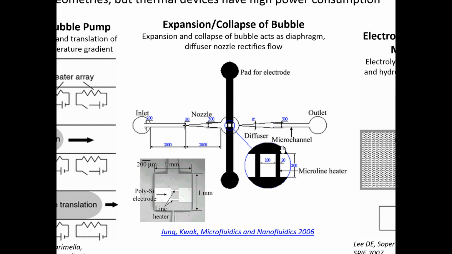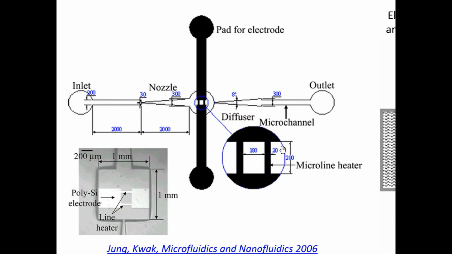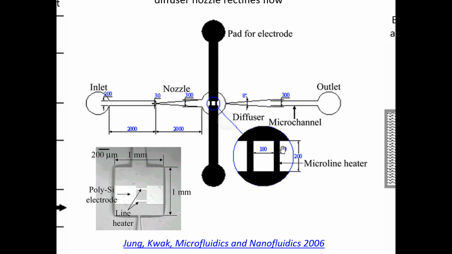In this case, they are using the diffuser nozzles to get the effect of a check valve, to rectify the bidirectional motion of an expanding and collapsing bubble into one directional motion, fluid flow from the left to right. So how do they generate that bubble and collapse it? They just have a small heater in this chamber here. In this design, the inlet is here, the outlet is here. This part that you see going through the middle is the channel.